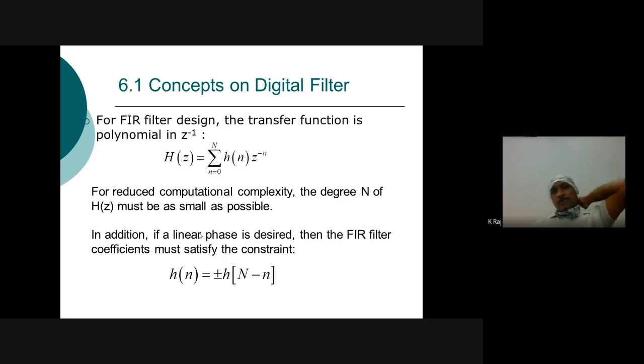In addition, if a linear phase is desired, then the FIR filter coefficients must satisfy this condition, that is h[n] must be equal to plus or minus h[N minus n], where capital N is the order of the filter that has to be designed. If this condition is satisfied, then we say that the filter is of which type? That is the linear phase response filter.